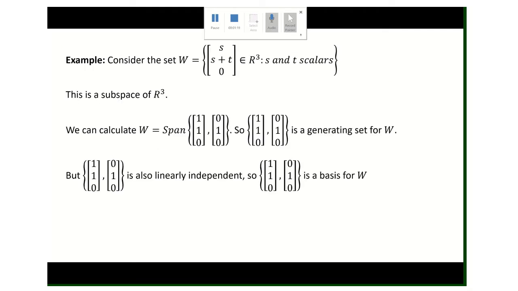As an example, consider this set W. S and T are scalars, so S, S plus T, and 0. Well, that's a subspace of R3. We talked about subspaces last time. We can calculate through this the way that we did last time, vectors for the span. So W is the span of those two vectors. That means that those two vectors are a generating set. Because they're a generating set, and because they're linearly independent, that means that those two vectors are a basis for W.